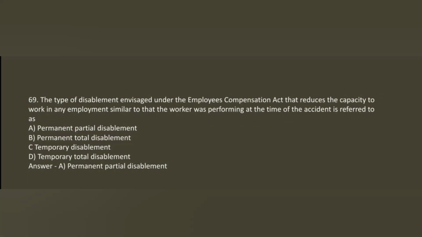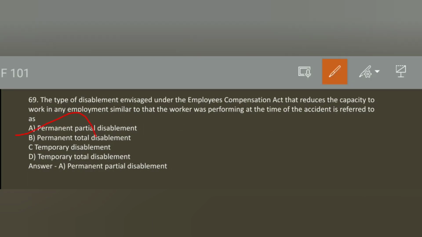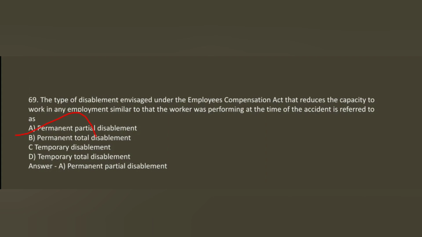69. The type of disablement envisaged under the Employees Compensation Act that reduces the capacity to work in any employment similar to that which the worker was performing at the time of accident is referred to as? Correct answer option A, permanent partial disablement.